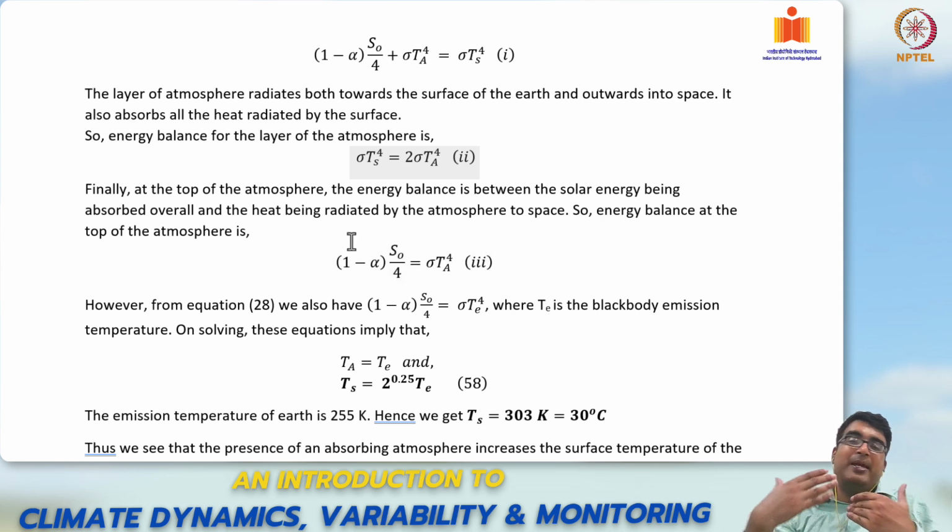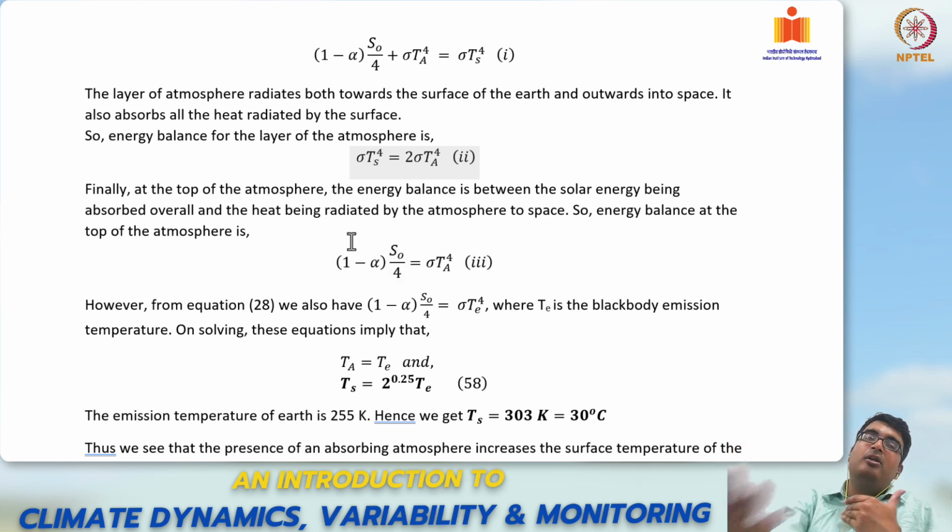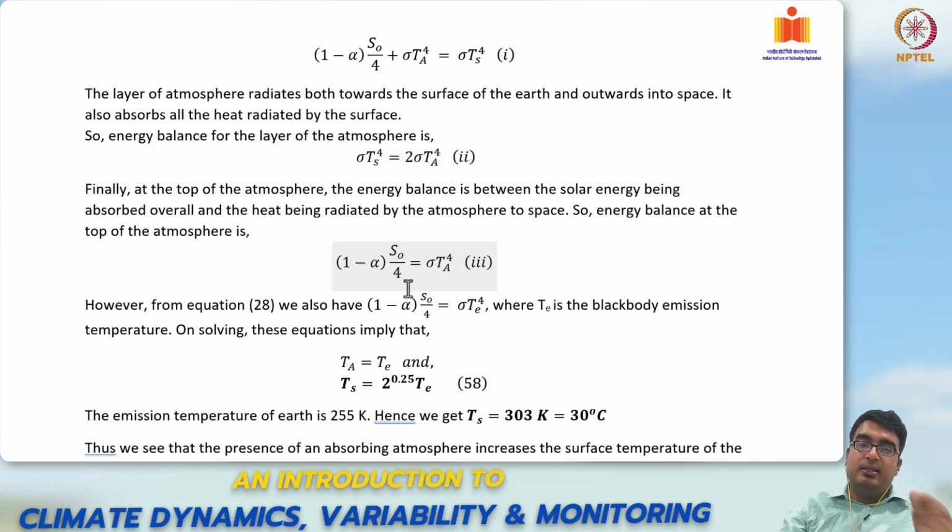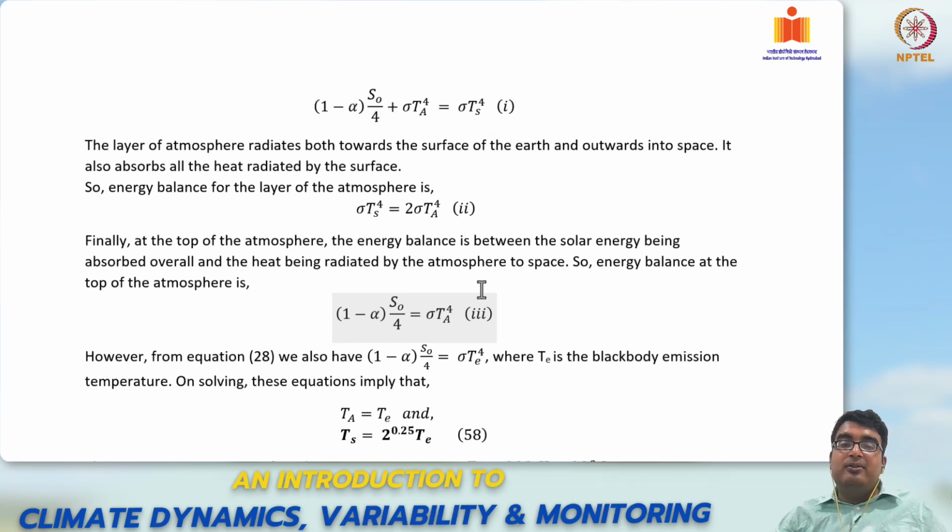Okay. So from space we are not seeing the surface at all, because the atmosphere is completely opaque to the surface's thermal radiation. So we are only seeing the radiation coming from the Earth's atmosphere, and the radiation going into and being absorbed by the Earth, (1 minus alpha) S0 by 4. So these are the three equations. So we can now solve for Ts based on these three equations. Alright.